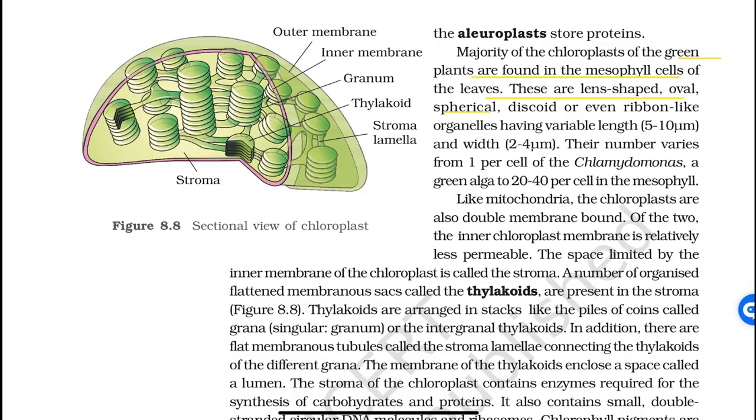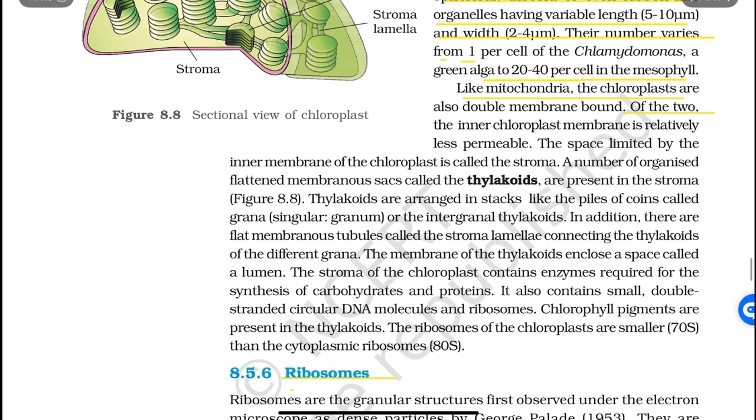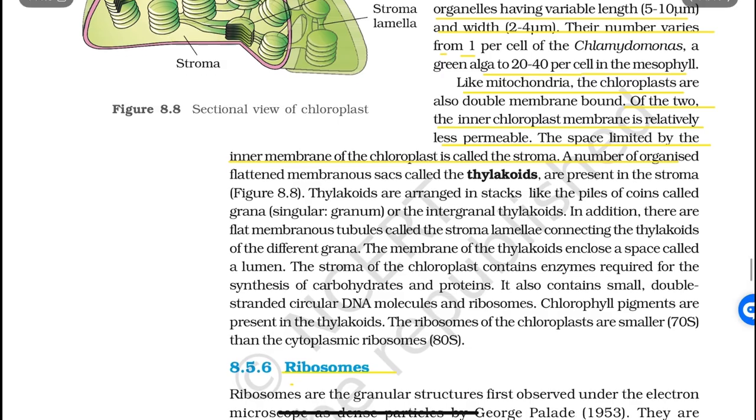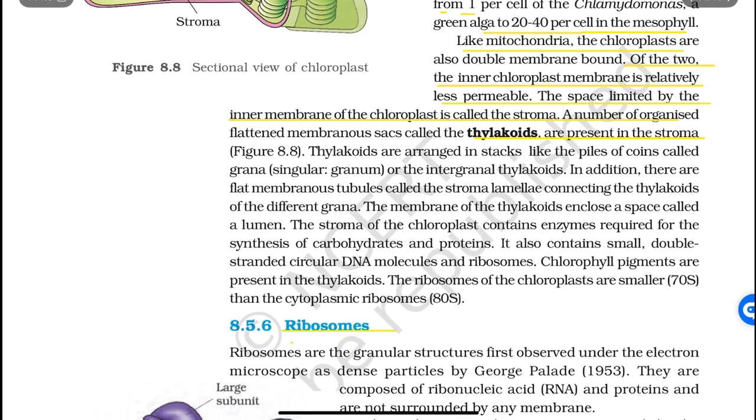These are lens-shaped, oval, spherical, discoid, or even ribbon-like organelles having variable length and width. Their width is 2 to 4 micrometer. Their number varies from 1 per cell of Chlamydomonas, a green alga, to 20 to 40 per cell in mesophyll. Like mitochondria, the chloroplasts are also double membrane bound. Of the two, the inner chloroplast membrane is relatively less permeable. The space limited by the inner membrane of the chloroplast is called the stroma. A number of organized flattened membranous sacs called thylakoids are present in the stroma.